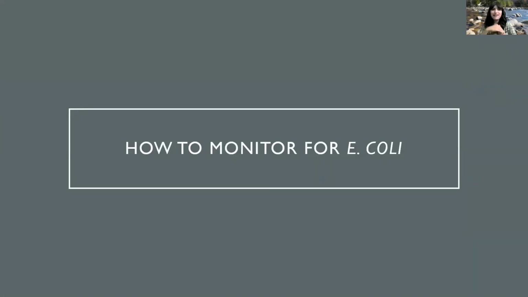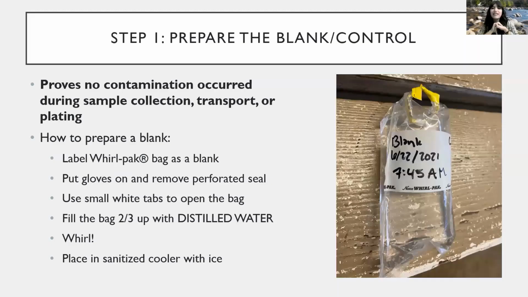Okay, so let's get into the 5 steps that we do to monitor for E. coli. So step number 1, we want to prepare our blank or the control. A blank is your control sample, and it proves that there's no contamination occurring during your sample collection, transportation, or plating. The blank is prepared with distilled water, and it is held under the same conditions as the samples from your site. The biggest difference is that it has the distilled water in it.